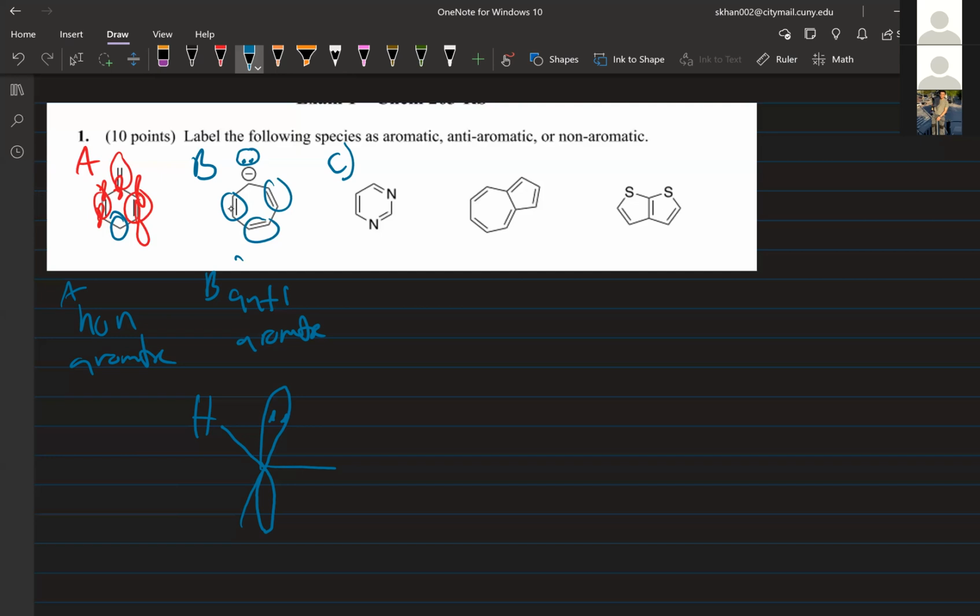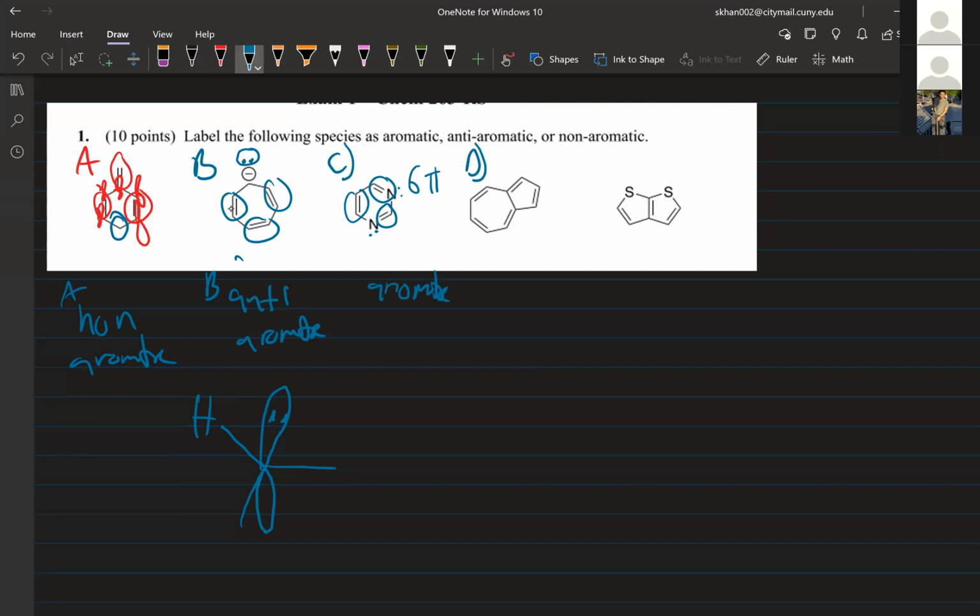But yeah, it's going to be aromatic. There's two lone pairs here, but all the pi bonds are in the ring. P orbitals are all in use. There's 6 pi electrons. It's going to be aromatic.